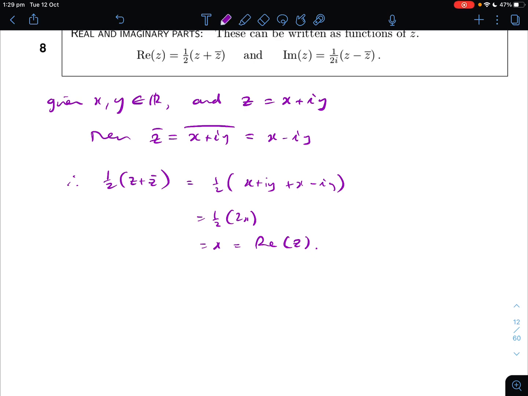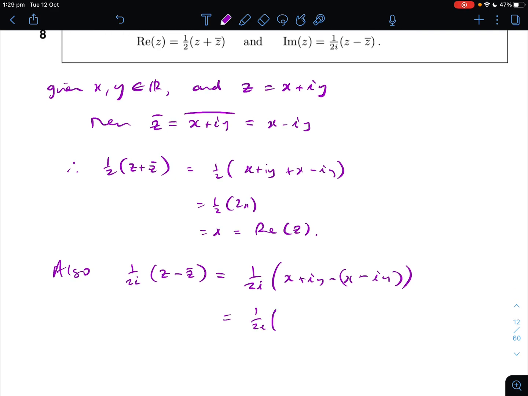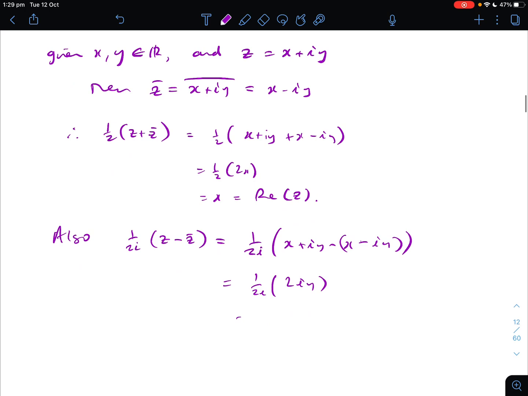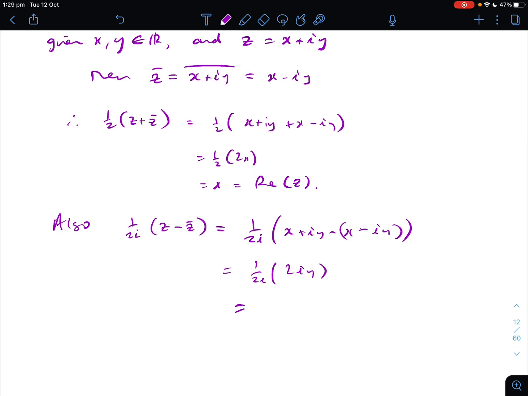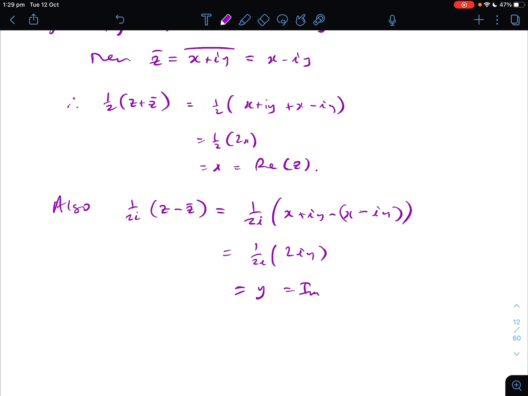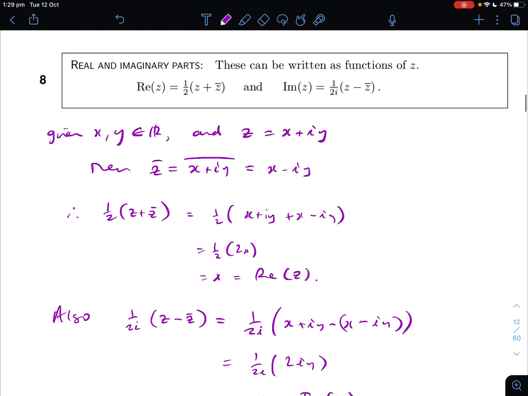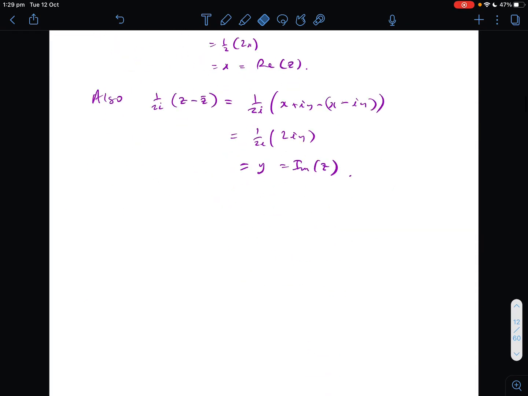Also, you're interested in 1 on 2i times z minus z conjugate. Why it's 1 on 2i will become clear in a minute. This is x plus iy minus x minus iy, which I think you can see is 2iy. 2i divided by 2i gives you 1. That's y, which is the imaginary part of z. That's what all this is saying, is to find the imaginary part, you can subtract a conjugate from a number and then divide by 2i. Okay, that's a helpful maneuver in some examples.